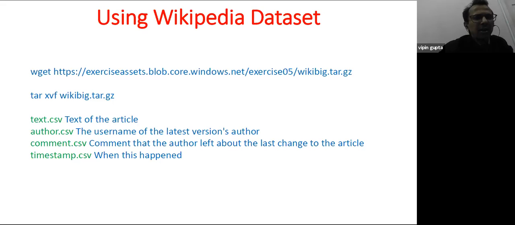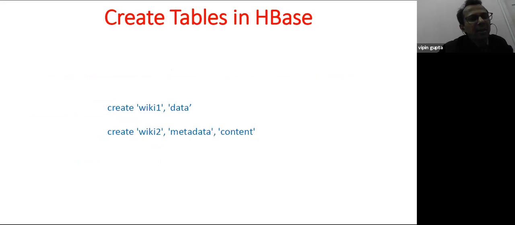But to make you aware, what will happen if we do not do this? So I created one table, the wiki table, on which I just created one column family, data. That means all the 4 columns are under this. Then I created a second table, wiki2, in which I created a column family as metadata, in which author information, comment information and timestamp will be there. And then the second column family is going to be content. This is more efficient.